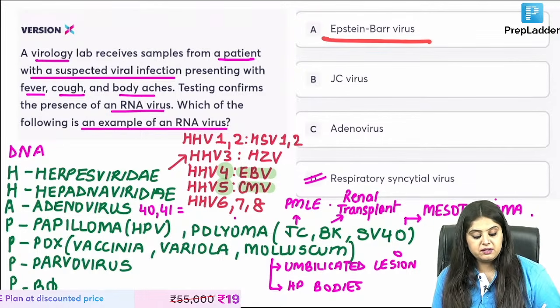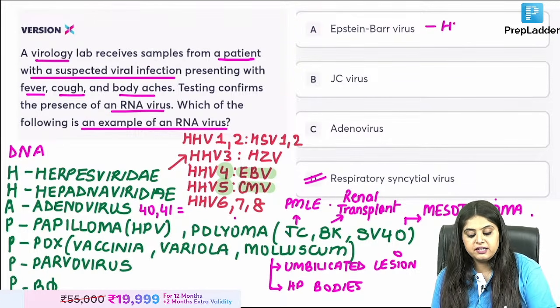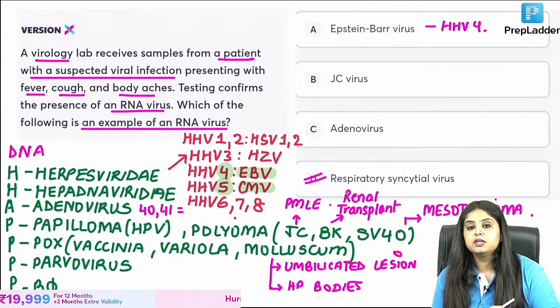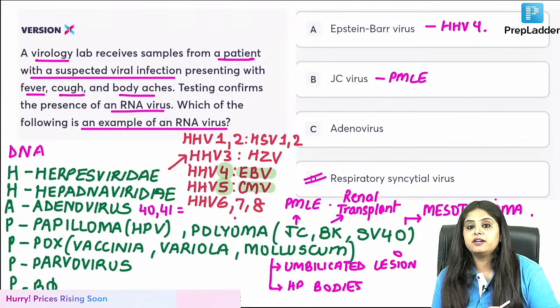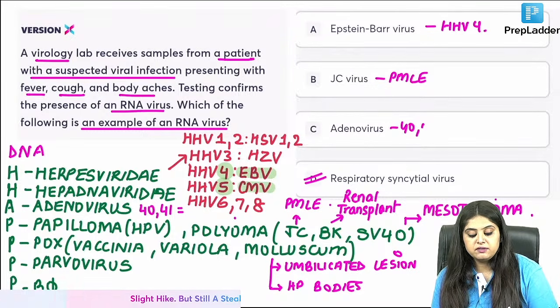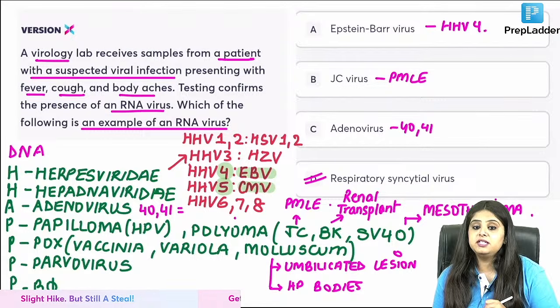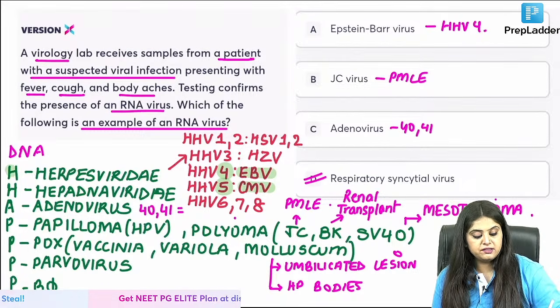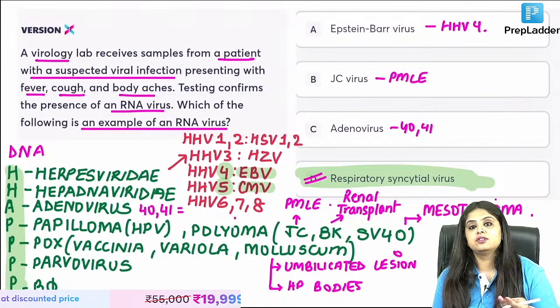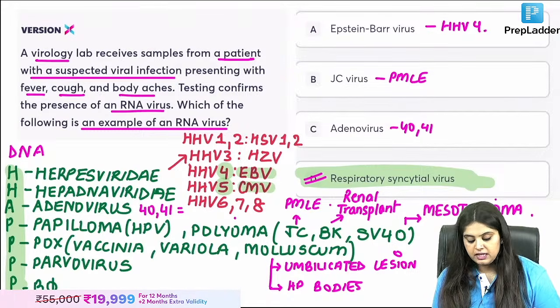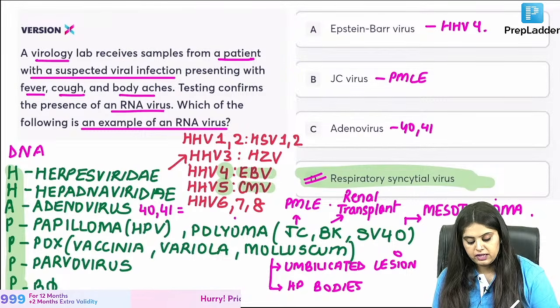Now tell me, Epstein-Barr virus, is it a DNA virus? Yes, it is human herpes virus 4. JC virus, yes, it causes PML, ma'am, polyoma, this is also a DNA virus. Adenovirus 40, 41, potty, infantile diarrhea, this is also a DNA virus. So all the DNA viruses are learnt by the mnemonic HAPPY. What is left, like respiratory syncytial virus, is going to be an RNA virus. Is that okay? Because now I move on to the next question.